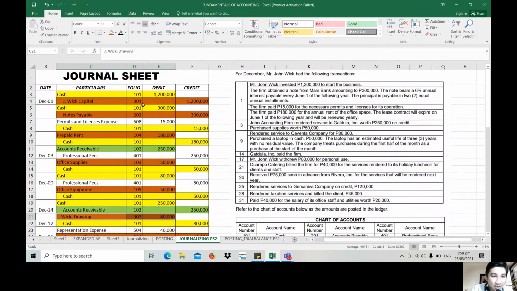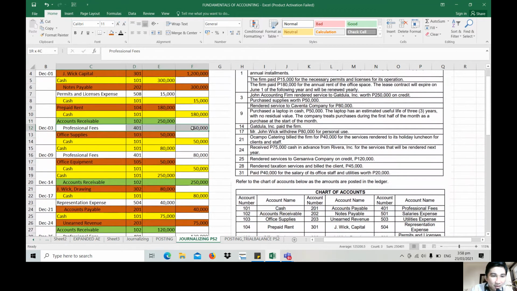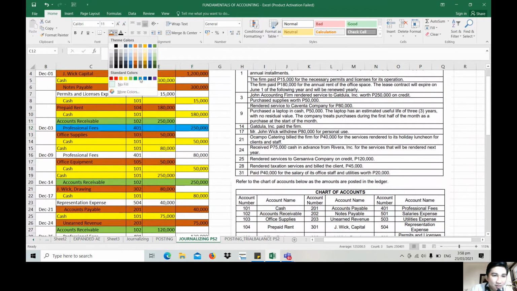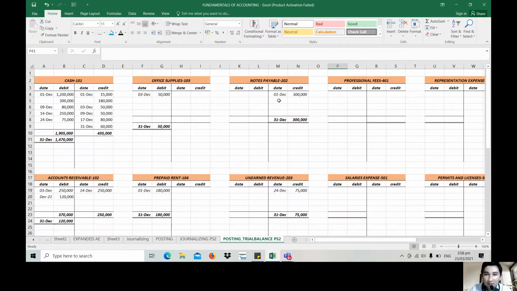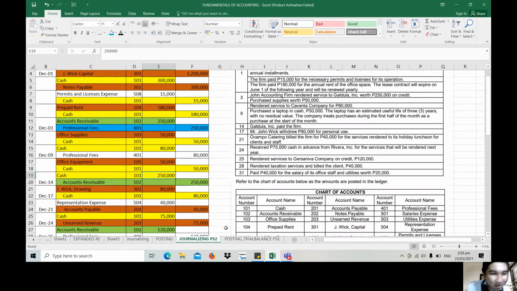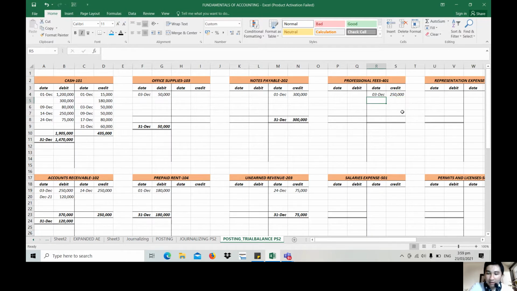May professional fees ba tayo? Yes, ito oh. Yan, ibahin na naman natin yung color. Okay, so that's December 3, 250,000. Remember, ang normal balance ng revenue natin is credit. 3rd of December, kano yun? 250,000. So you have to double check talaga ha para hindi natin makaligtaan. Eto, another credit, December 9, 80,000.